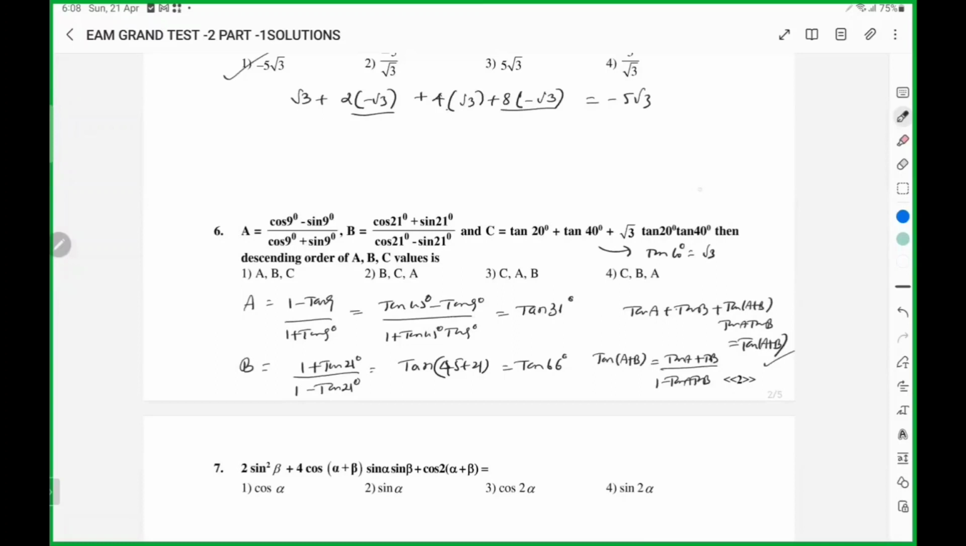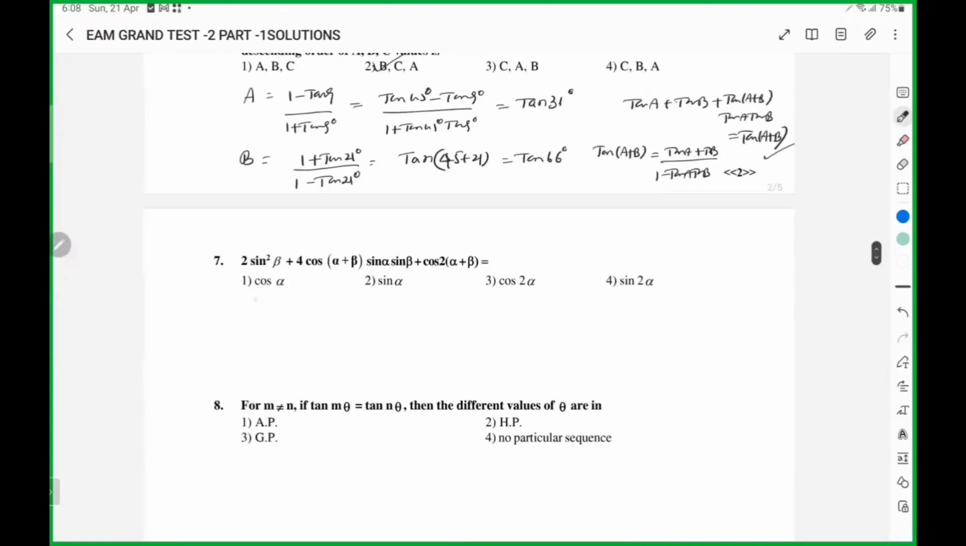So, descending order of A, B, C: tan is an increasing function. One is 36, other is 60, other is 66. So, B will be more, then C, then A. B, C, A is the descending order.